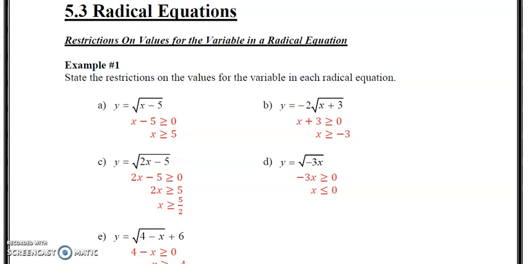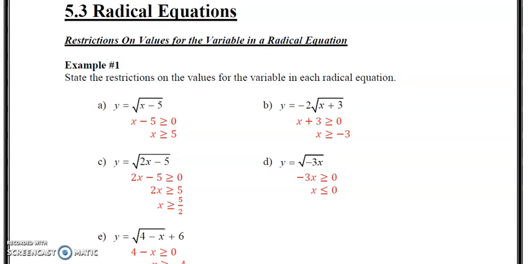Hello everybody, welcome back. This is the last section of the chapter on radicals, expressions, and equations. This is 5.3. We looked at a lot of radical expressions in the first two sections, 5.1, 5.2, when we added, subtracted, multiplied, and divided radicals. Now, with 5.3, we're going to look at radical equations.